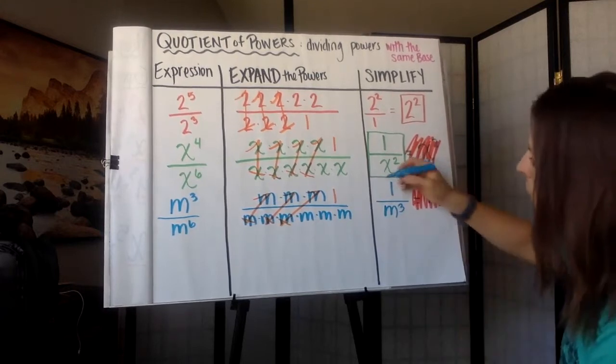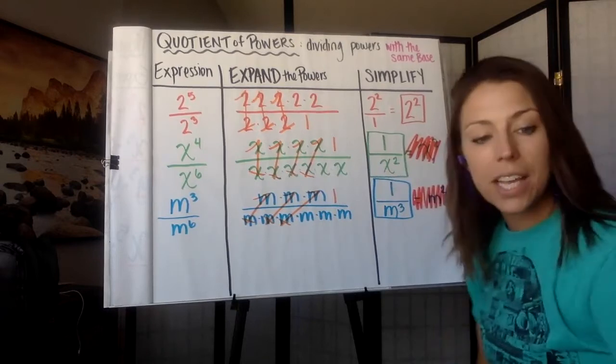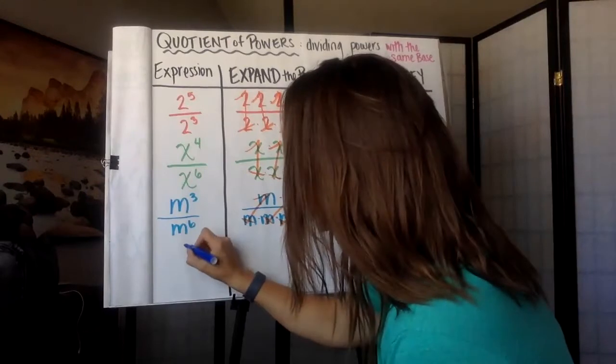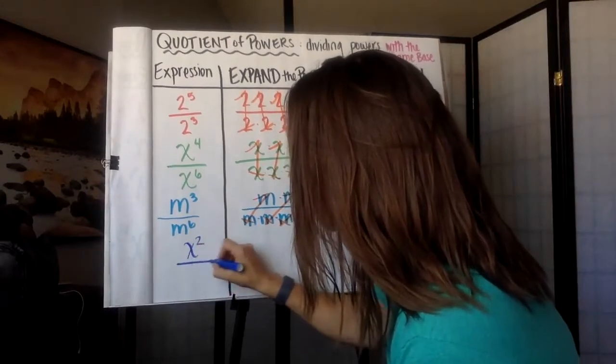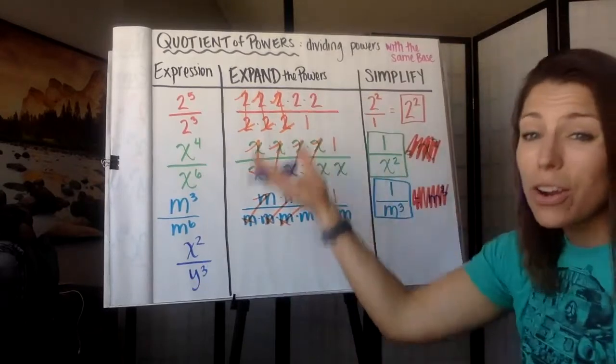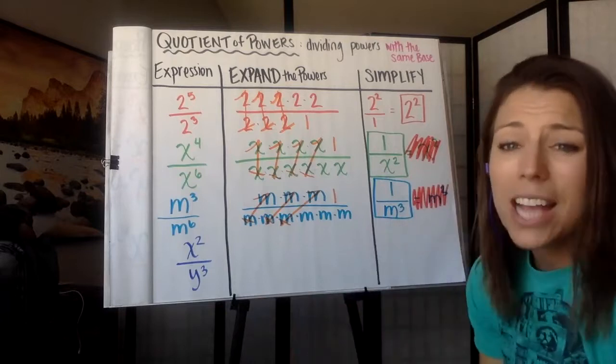That's just 1 over m to the power of 3. Now, let's look at an example that has 2 different bases like we did last time. What if I had x to the power of 2 over y to the power of 3? It is a quotient and there are 2 powers, but are x and y the same? No, they're not the same.